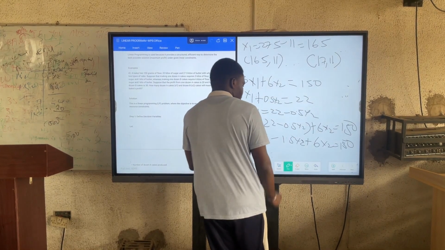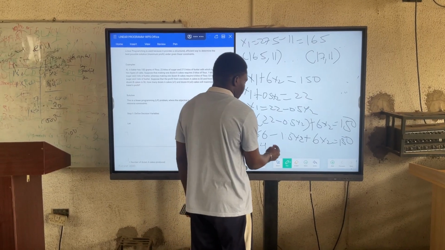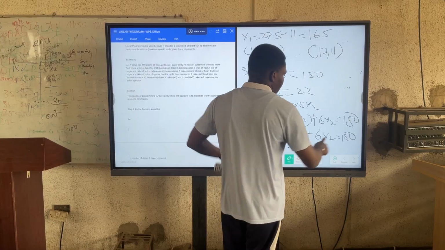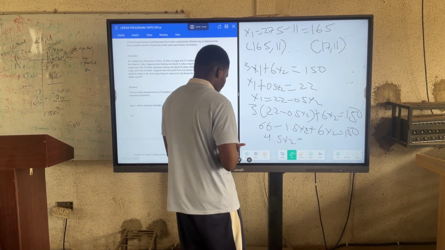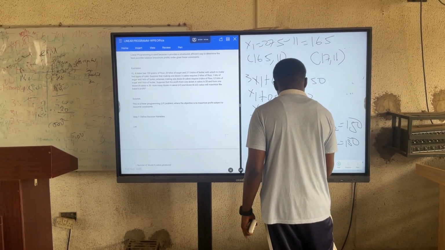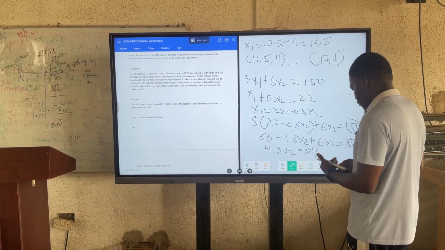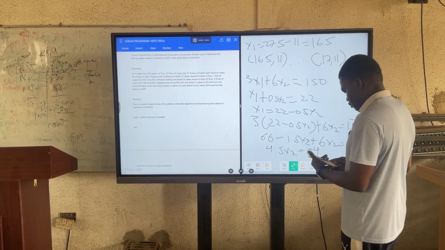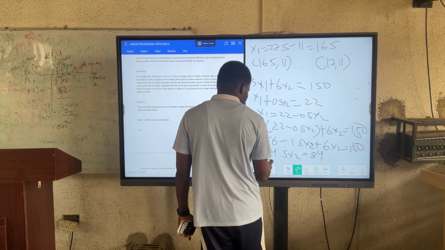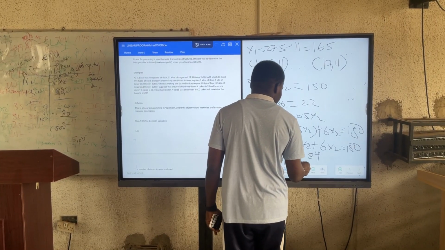So minus 1.5 plus 6x, that's 4.5 x2. Equate this, 150 minus 66, that will give me 84. So divide everything both sides by 4.5. So therefore x2 is 18.667.